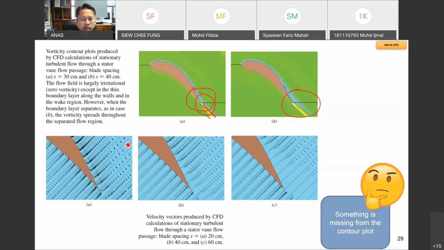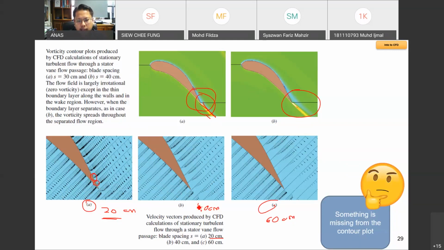For example, if you look at the velocity vector on A, this is for 20 centimeter. So let's write it down, 20 centimeter. This is for 40 centimeter. This is for 60 centimeter. Now, for closer separation, we have a higher pressure, meaning a higher velocity. So you can see that the velocity vectors are quite close up to the surface of the blade.